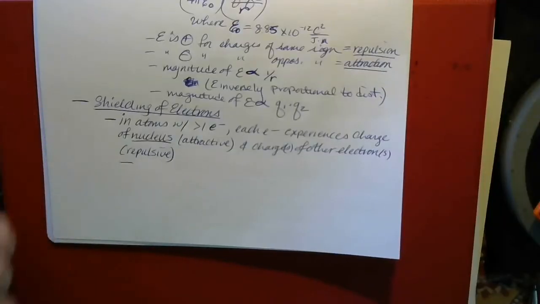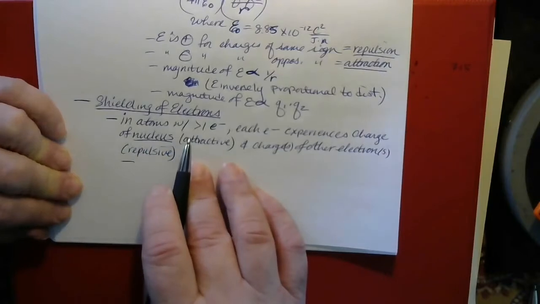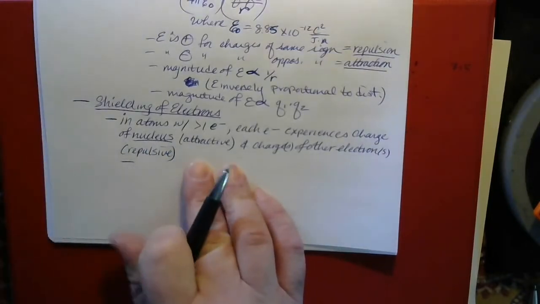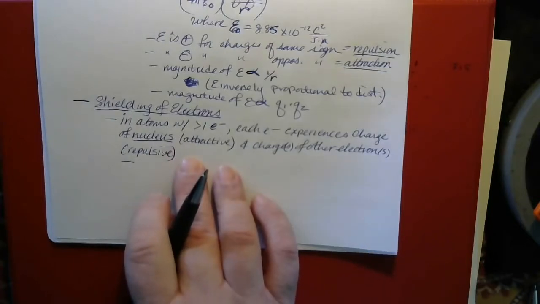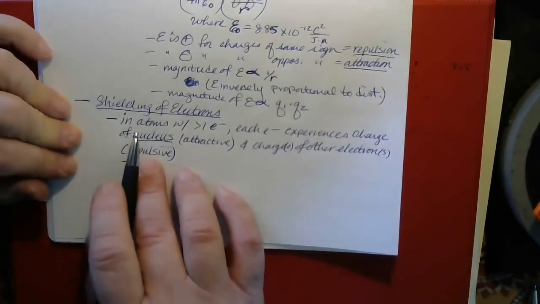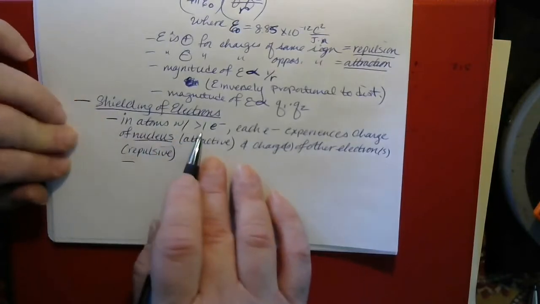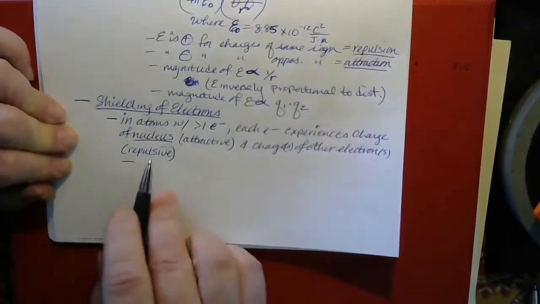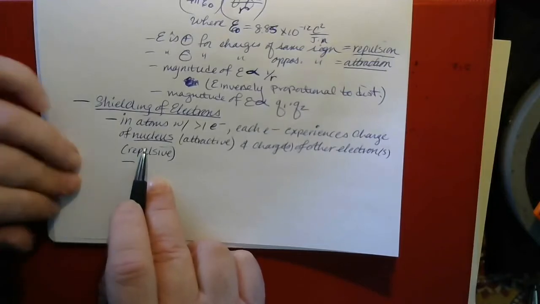Okay, the interaction between electrons also includes the idea of electron shielding, which we will come to see has a lot to do with things like the sizes of atoms and ions also. It occurs because in atoms with more than one electron, each electron experiences an attractive charge from the nucleus, because the electrons are negative and the nucleus is positive. So that's an attractive charge.